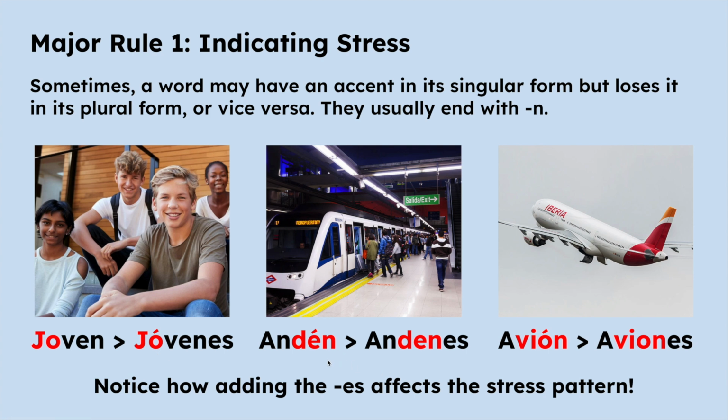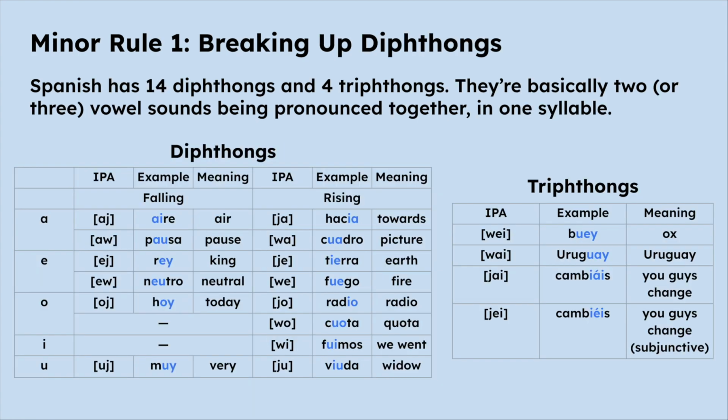Similarly, andén, which means a train platform, in its singular form breaks the stress rules. It ends with N, but the stress doesn't fall on the second to last syllable, so we put the accent mark over the E. But once we make it plural, we add an extra syllable, and suddenly it does follow the pattern, so no accent mark is needed anymore. Same thing for avión to aviones. So cool, now you know how to accentuate Spanish words about 90% of the time. Now I'm going to go over the four minor rules that cover the rest of the 10%.